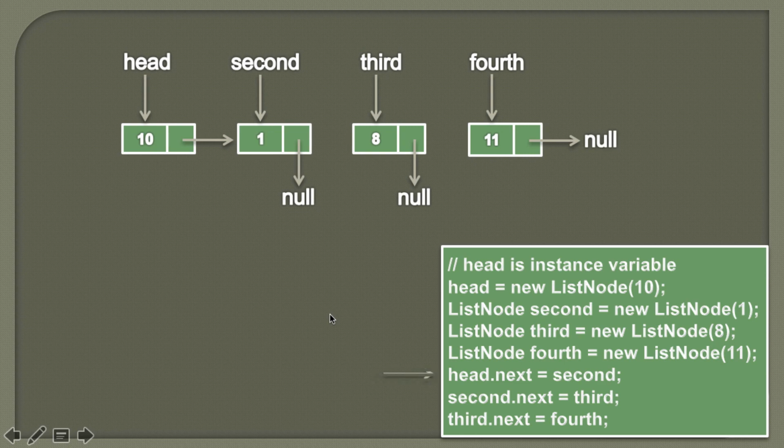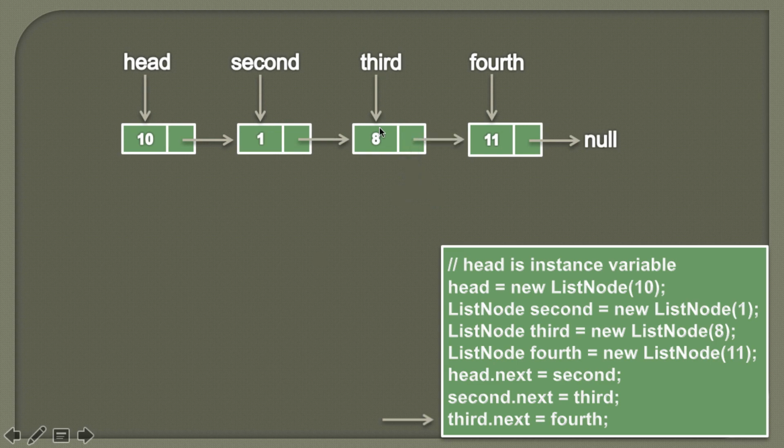Moving ahead, in this step we assign the value of third to second's next. Here second's next is pointing to null and third is pointing to a node having data as 8. Whatever value is in third, we assign it to second's next. It would look something like this. Moving ahead, in the final step we assign the value of fourth to third's next. This fourth list node is pointing to a node having data as 11 and whose next is pointing to null. So we simply assign the value of fourth to third's next. It would look something like this.